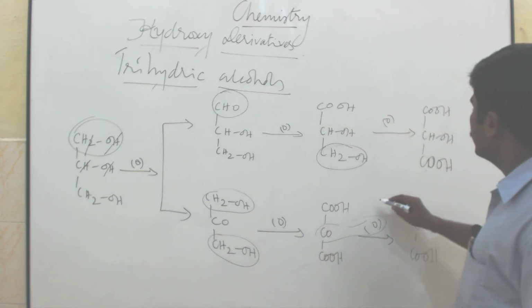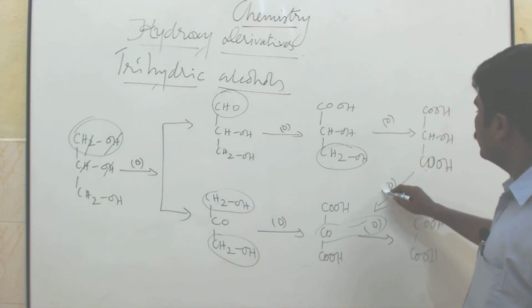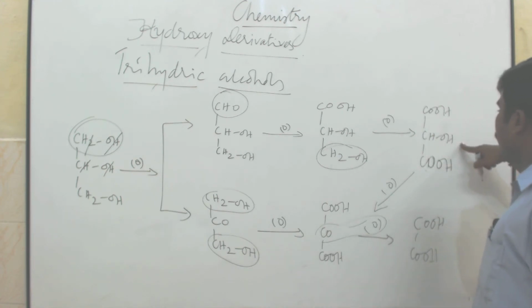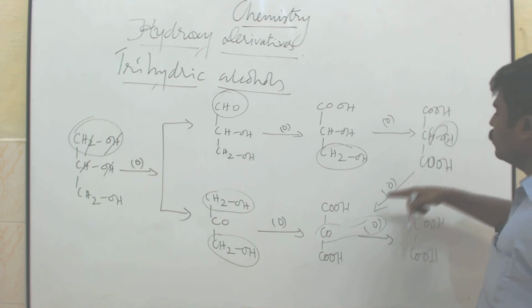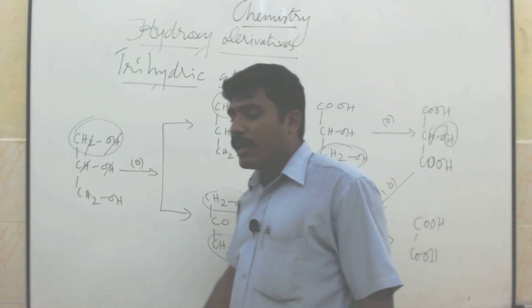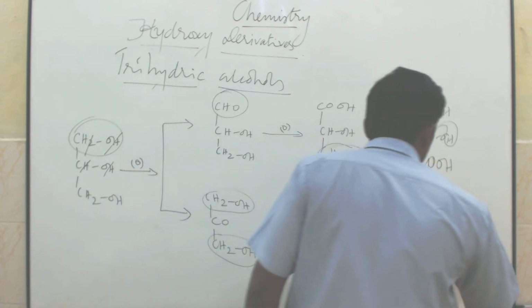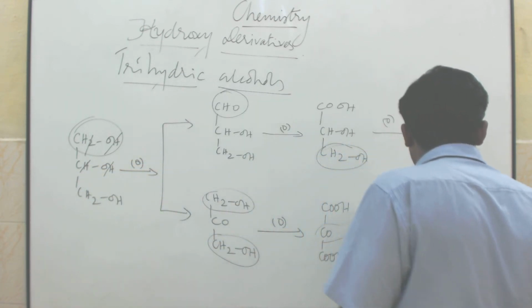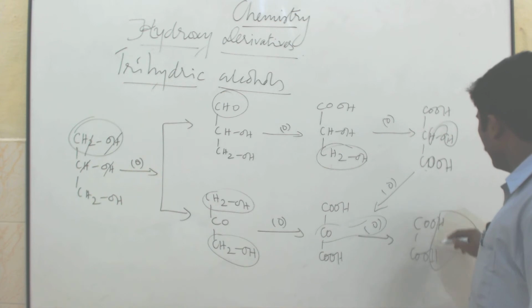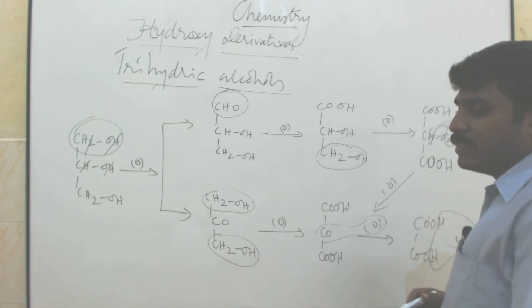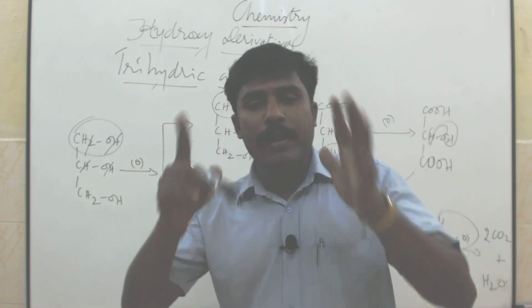This one undergoes oxidation reaction also. This is the product, because the secondary alcoholic group is oxidized to ketone. Finally, oxalic acid is the product. Now, oxalic acid again undergoes oxidation reaction. What will happen? H2O, 2 CO2 molecules. 2 CO2 plus H2O.